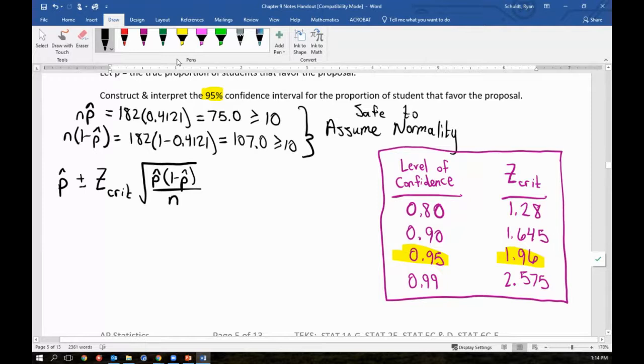Okay, so what is our p hat? What did we find it to be? 0.4121. So let's plug that in there, plus or minus. We said our z critical value was 1.96. And that comes the square root of 0.4121 times 1 minus 0.4121, all over n.